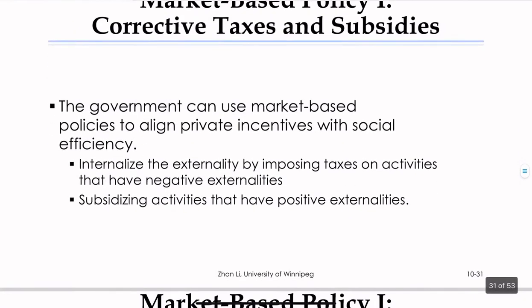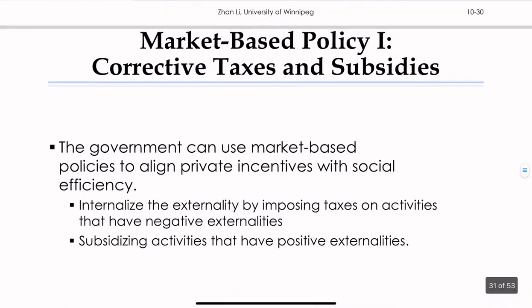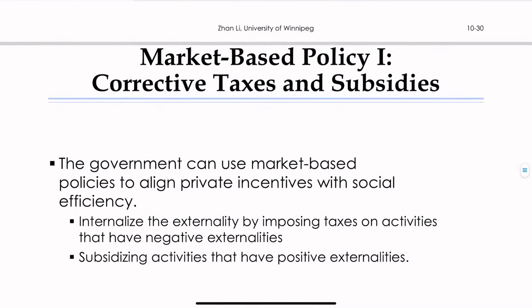So now let's think about the second approach, this market-based approach. We have talked about this, right? In the case of negative externality, we learned the government can actually use taxes. In that example, we learned the social cost is higher than the private cost because of pollution.